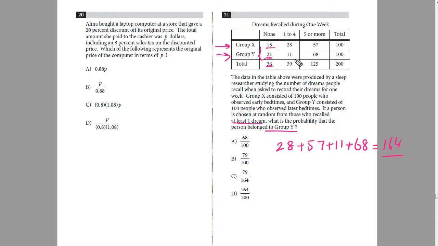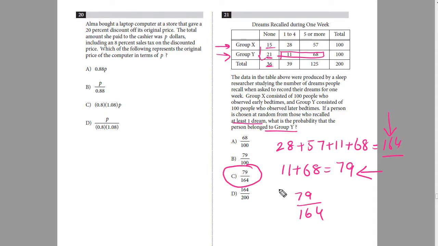Now the people who belong to Group Y are 11 plus 68, so the people are 79. So these are the possible outcomes and these are the total outcomes. So the probability will become 79 over 164. So option C is the correct answer.